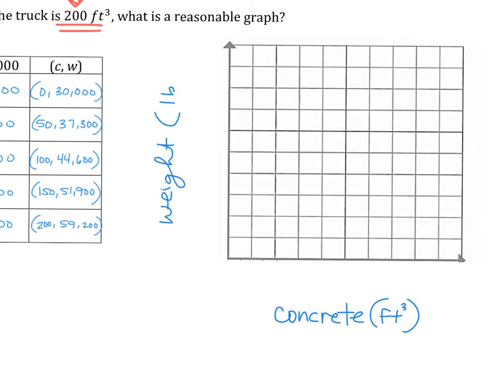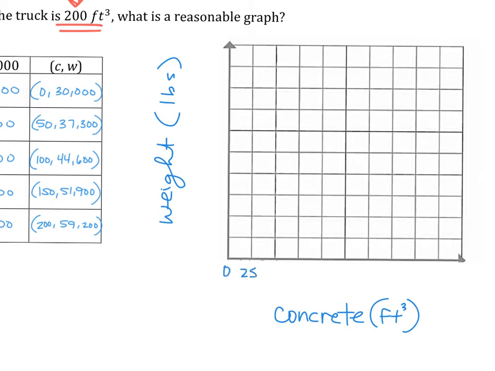Okay, so this would be our weight in pounds. All right, now we got to figure out what makes sense. Our X's are counting by 50s. You can count them by 50s if you want, or if you want to space it out a little more so it's not all on top of each other, count by 25.